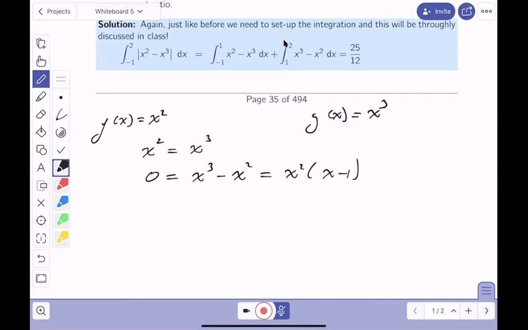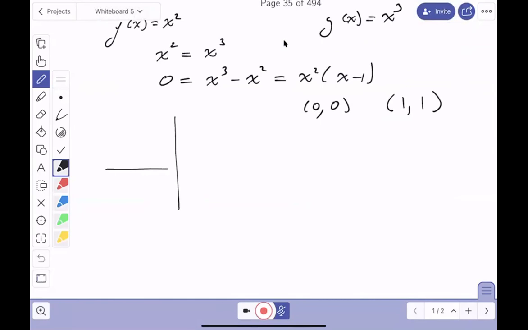So I know there's a point of intersection when x is 0. We'll get the point later, by the way, and when x is equal to 1. So plug it into any equation, whether it's x squared or x cubed. Well, if I plug in 0, I get 0. If I plug in 1, I get 1. So now I know there are 2 points of intersection.